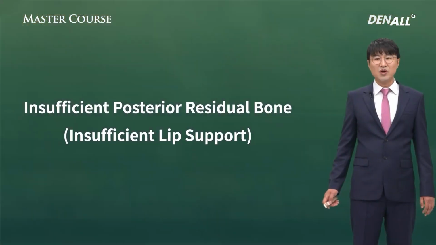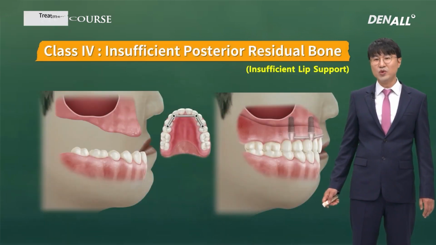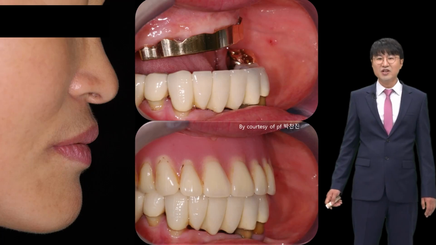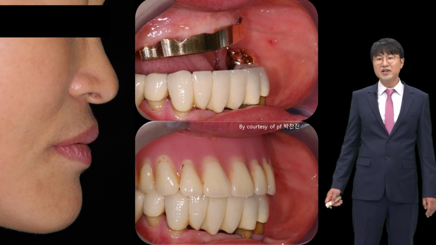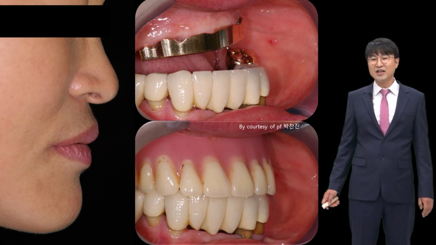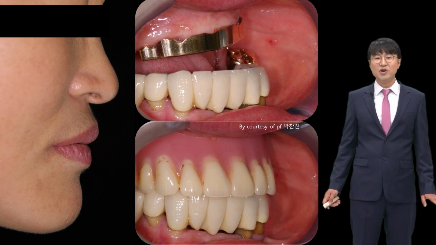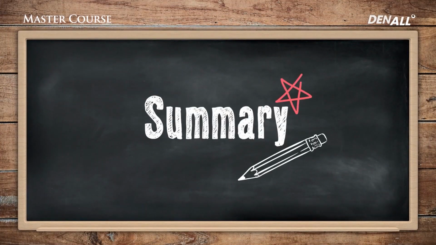So if there's insufficient bone and insufficient lip support, what to do? Let's look at it. You could think about a bar overdenture. I didn't have a good case, so I borrowed one from another professor. Using the splint bar, you could have a stable implant, and you could also have a better facial form. So it's a good option.